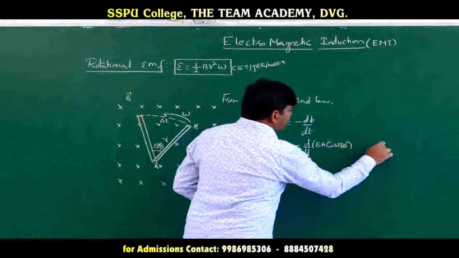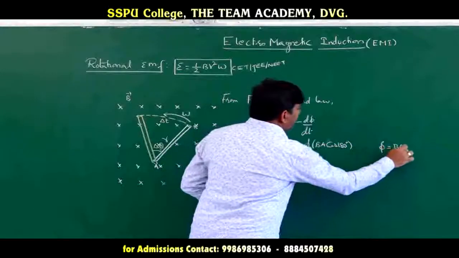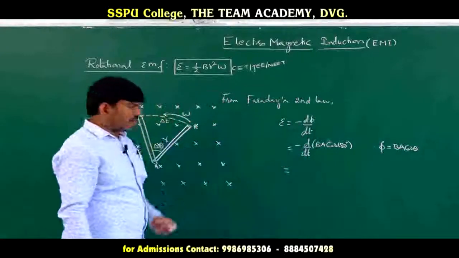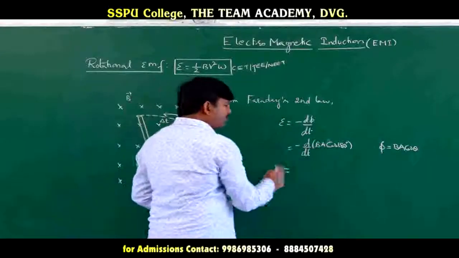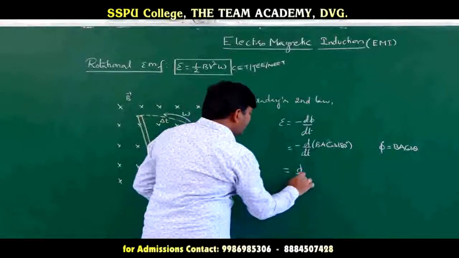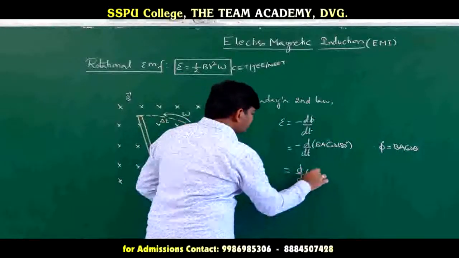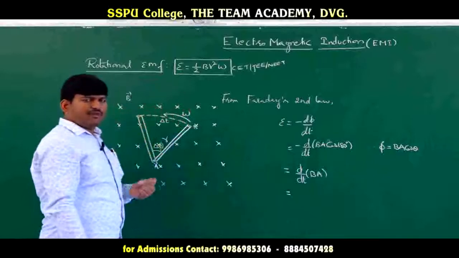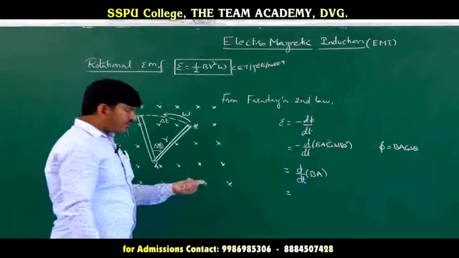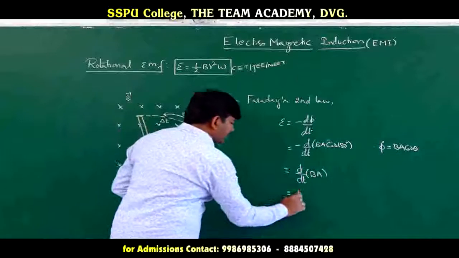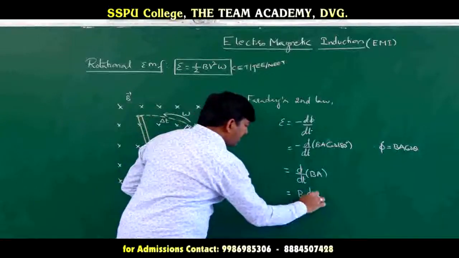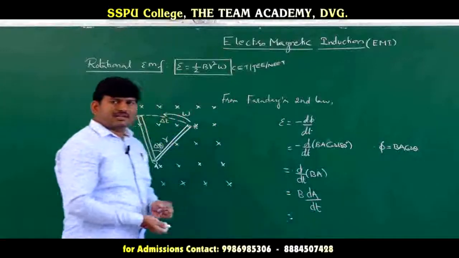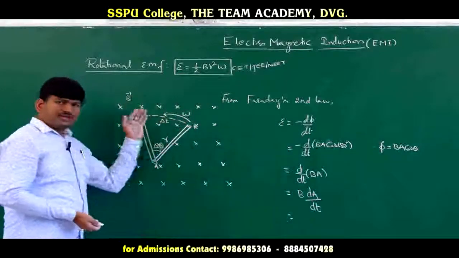Since phi is equal to BA cos theta is the formula. So that is cos 180 is how much? Minus 1. Minus of minus is what? Plus. Therefore, d by dt of BA. As you know that B is a magnetic field which is uniform, that means it is a constant. You can take the constant out of differentiation. Therefore, B into dA by dt I can write. But what is this A? A is nothing but the area described by the rod.